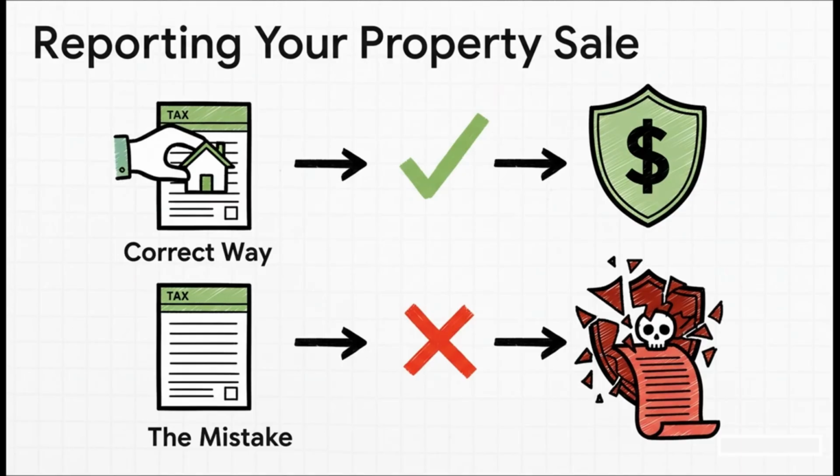And this is a rule so many people get wrong. You have to report the sale of every single property on your tax return, period. Even if the entire gain is tax-free because it was your home, you still have to report it. If you forget, the CRA can actually just deny your tax-free claim completely, and boom, you're left with a massive and totally preventable tax bill.